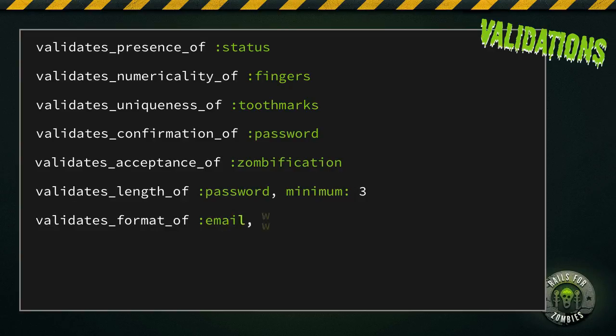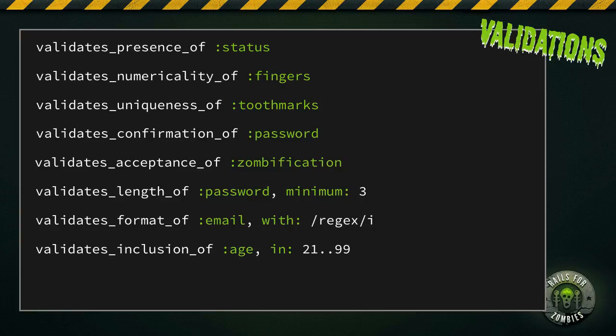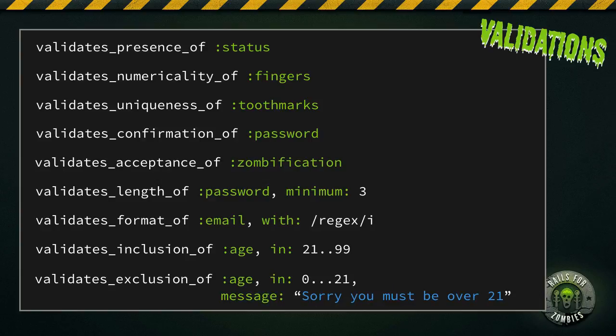There's validates_format_of if we want to specify a regular expression. For example, if we want to make sure their email is valid. There's validates_inclusion_of if we want to make sure that a field like age is in between 2 values. And lastly, validates_exclusion_of if we want to make sure a value is not included in what the user entered.